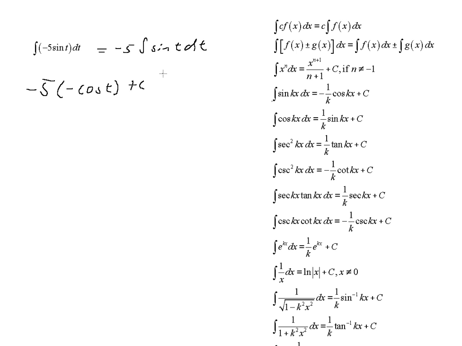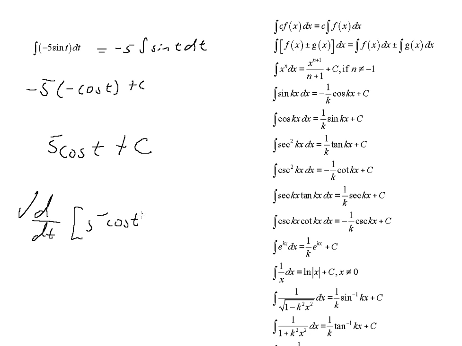So anyway, the function whose derivative is the sine of t is the negative cosine of t. So we'll just clean that up. -5 times negative cosine t is just 5 cosine t, and then plus c. And then we could differentiate that and get right back. Why don't we do that? Check: d/dt of 5 cosine t plus c.